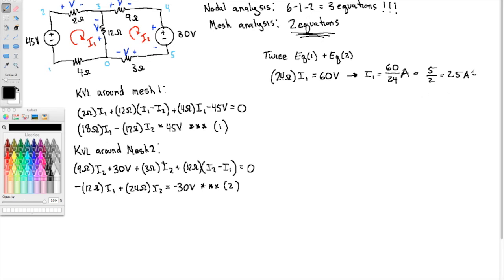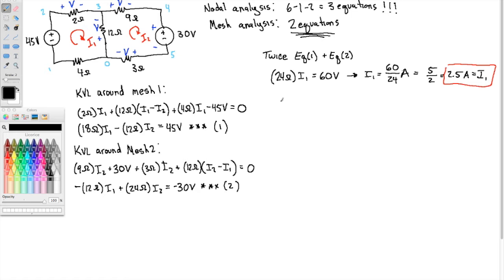Equals I1. So that's part of our solution. Okay, so let's find what I2 is. I can take this result and plug it into either equation 1 or equation 2. Let's just do equation 1.